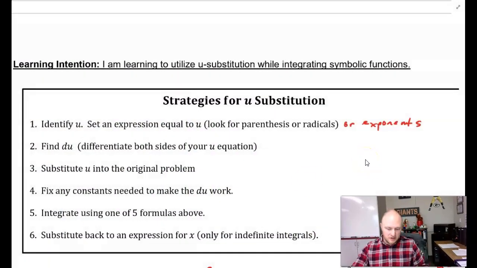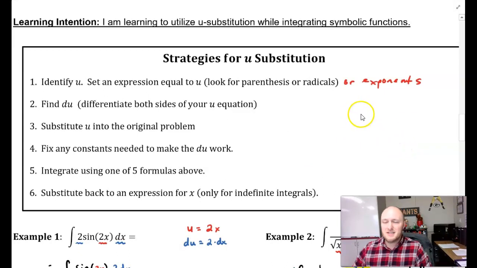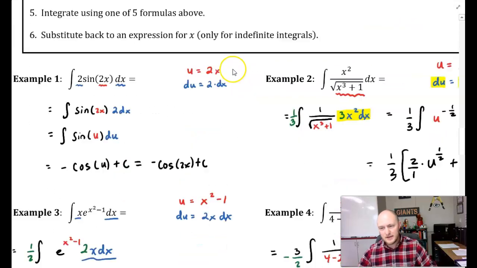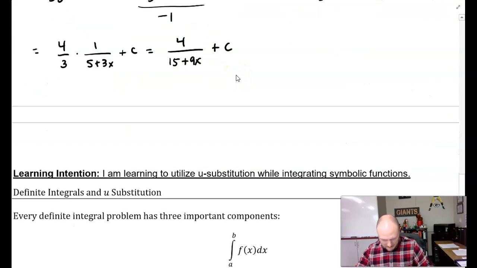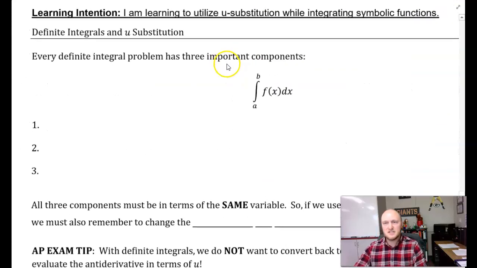Just a reminder on the u-substitution process, here it is. In case you missed that first video, you need to identify u and its subsequent derivative. Then we're going to substitute these into the original problem. Make sure if you don't have all of the components of the du, you need to introduce them. And then lastly, we'll integrate. Number 6 is only for indefinite integrals, switching back to x. We're going to show you how to integrate and evaluate using the fundamental theorem of calculus without switching back into x. All right, so let's kick off looking at a definite integral.